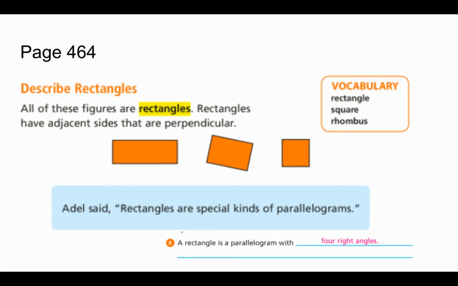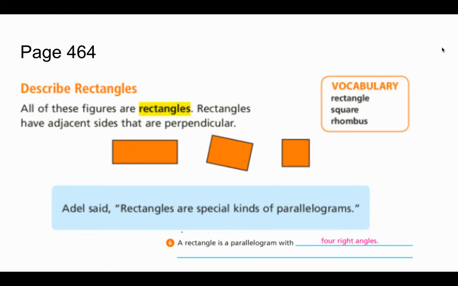Yes, he is right. Rectangles are special kinds of parallelograms. They're special because they have 4 right angles. So make sure that you finish this definition. A rectangle is a parallelogram with 4 right angles, or you could say 4 90-degree angles, or 4 square corners.